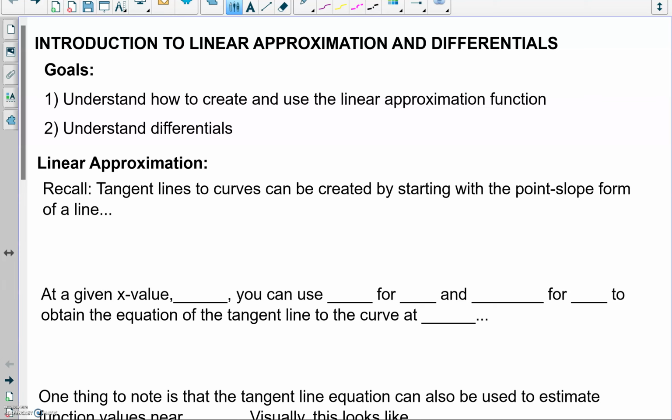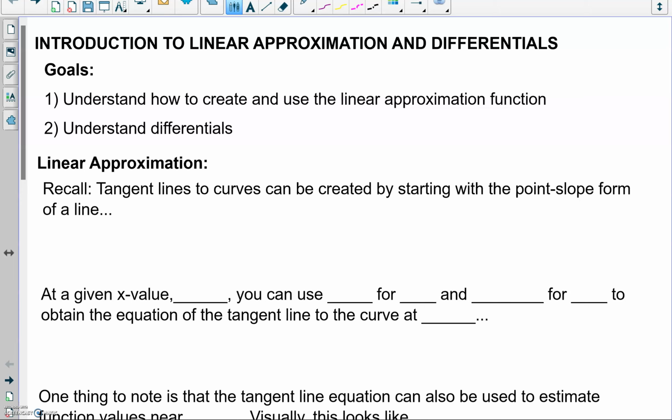Introduction to Linear Approximation and Differentials. So the goals here: understand how to create and use the linear approximation function, which we're going to see is just really an expansion of the tangent line concept. We've already been making tangent line equations. We're just going to see it used in a slightly different way here.